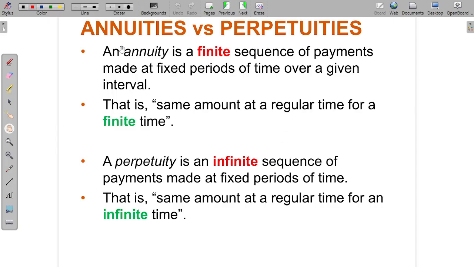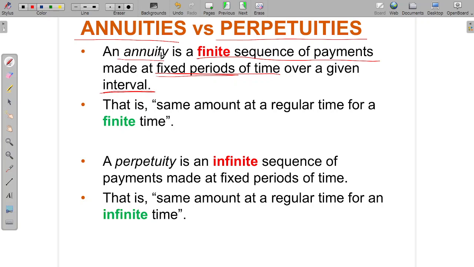Welcome back to another video, and this time around we'll be talking about annuity versus perpetuity. If you have not watched the previous video on annuity, please ensure that you watch that video. So we mentioned that annuity is a finite sequence of payments made at fixed periods of time over a given interval. So that is annuity.